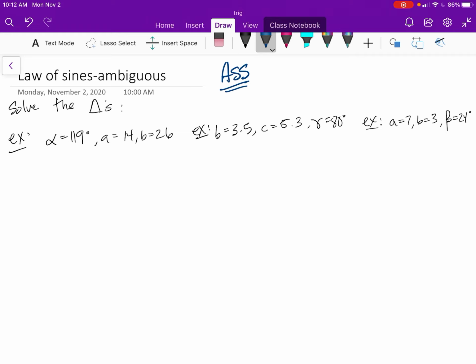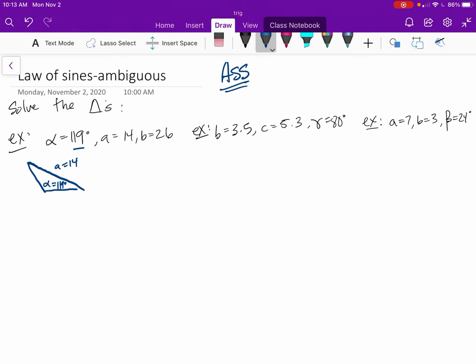The first one, again, any drawing will do. Too often we get stuck drawing kind of random triangles, like a right triangle, and that's okay. But if you have an obvious obtuse angle greater than 90, I would at least draw that. It helps you visualize better what's going on. So 119, that angle somewhere around there. So there's alpha, 119. Then across from alpha would be lowercase a, which is 14.